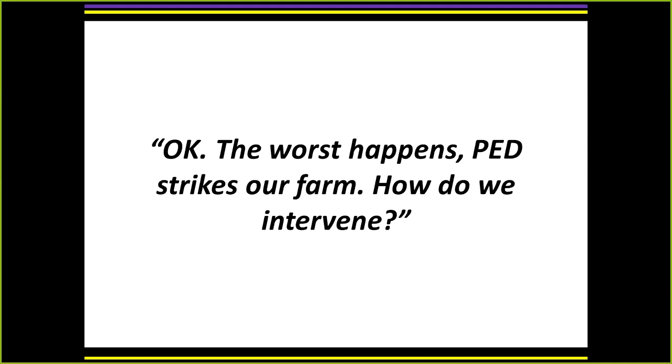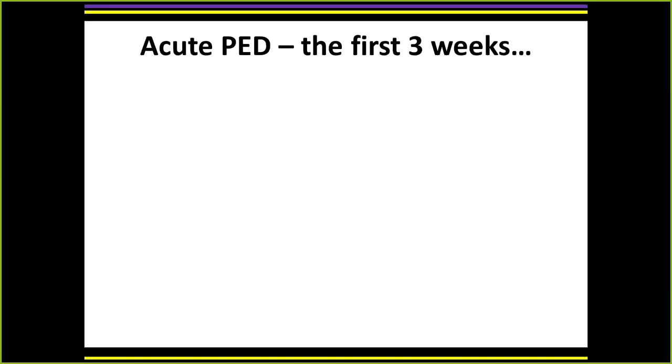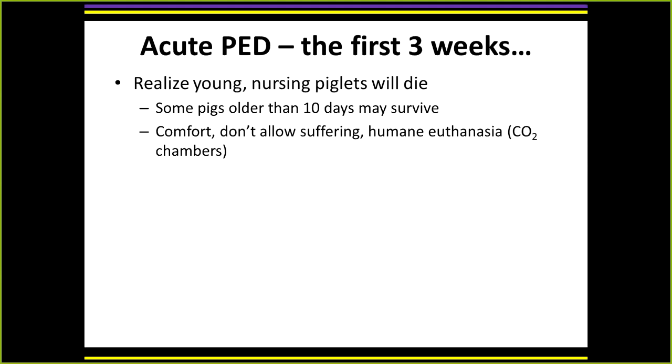Okay, so what happens on these farms when PED strikes? What do we do medically to intervene with the problem? Basically, the first phase is the acute phase in the first 3 weeks, because we know we're going to lose the baby pig. There's no immunity there to protect. Some of the pigs that are older than 10 days may survive, but they're going to be very, very severely damaged. And one of our big pushes with all the people is we do not allow suffering. So humane euthanasia, mostly in carbon dioxide chambers, is employed for pigs that are extremely dehydrated. You know they're suffering. You know that this is not something we can tolerate in a humane fashion. That's a real tough 3 weeks, but we've got to get through it.